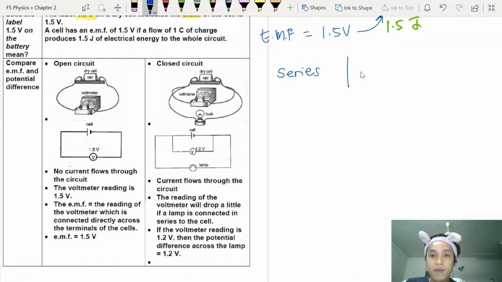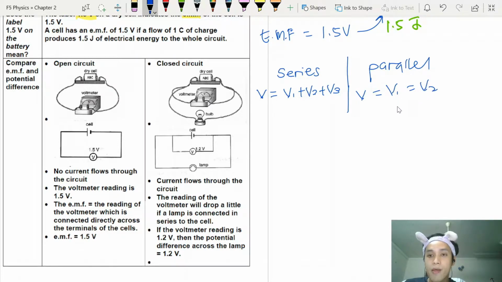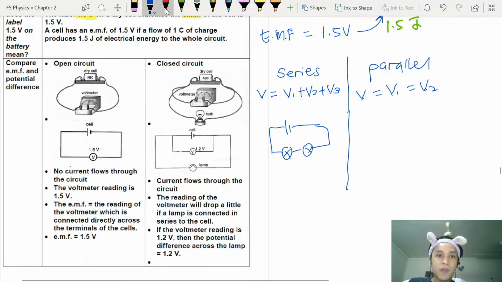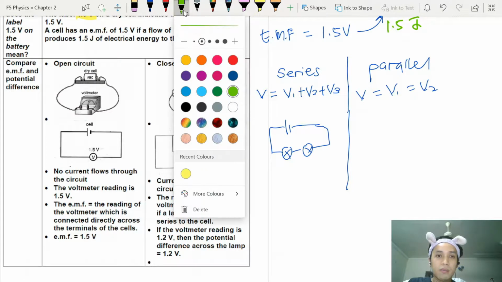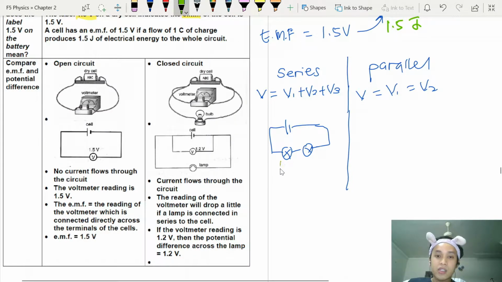If you have a series circuit and a parallel circuit, remember for a series circuit, the voltage is divided, is shared. Whereas for parallel, the voltage is always the same. So let's say I have a circuit, and here I have 1 light bulb, 2 light bulbs, and this light bulb is 1 volt, and this is 2 volts.